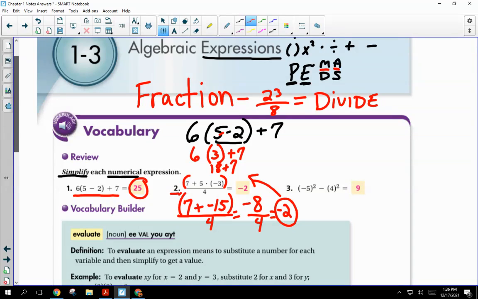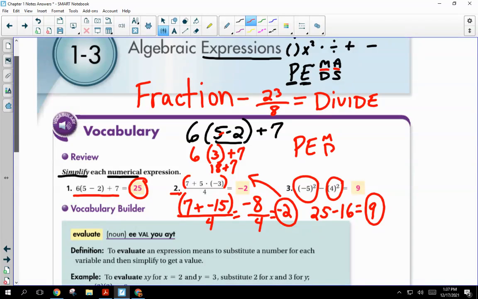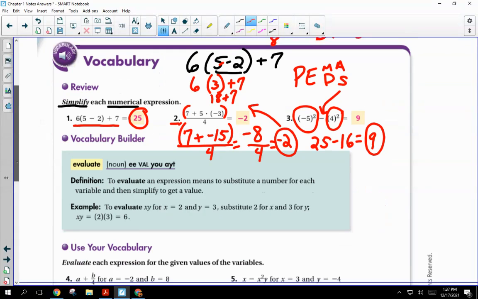Number 3. So we have two exponents here. You're going to do those separately, right? So negative 5 squared is going to be 25. And then you have negative 4 squared. 4 times 4 is 16. So 25 minus 16 does equal 9. So you're going to do those first. The exponents, here's your PEMDAS, before you do your multiplication and division, and before you do your addition, and in this case, there was subtraction right there. So remember PEMDAS for Algebra 2.